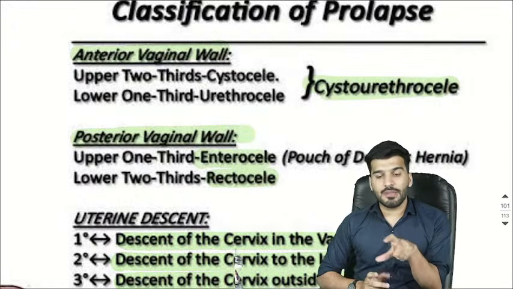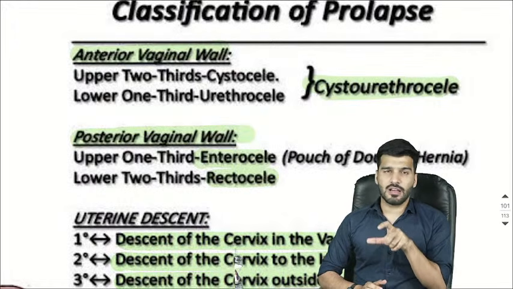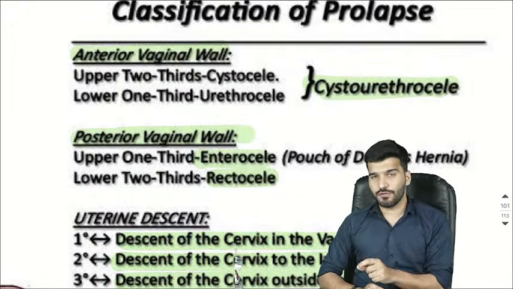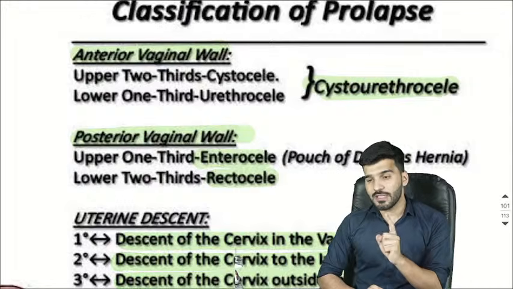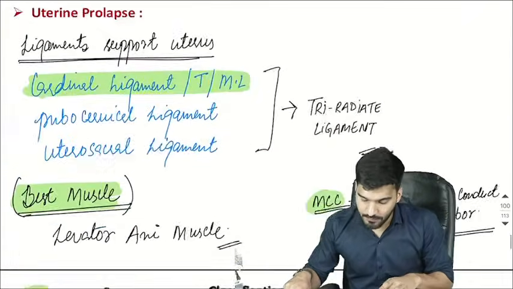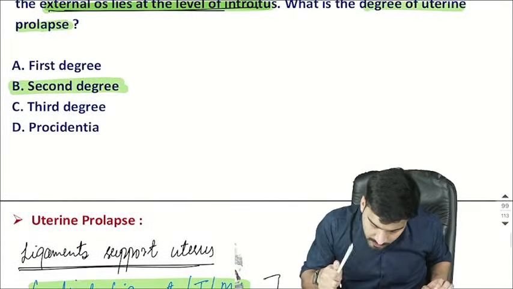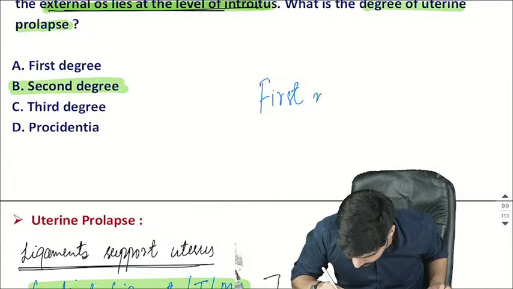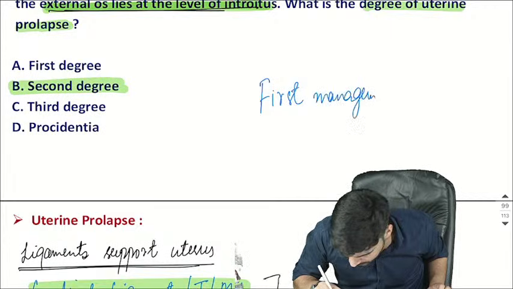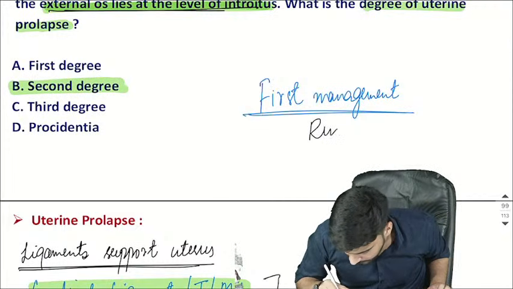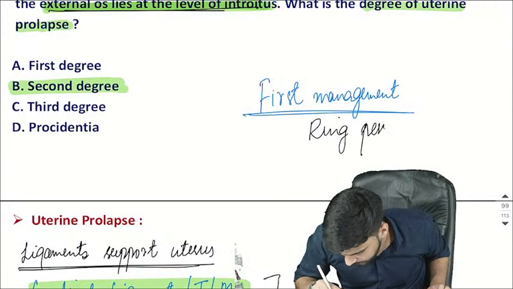Now if the examiner mentions in the question, a young lady comes with the prolapse, and there is urinary retention as well due to this descending of the uterus, what will be your first management? Remember, always first management, we go for a ring pessary, so that she will have a temporary relief.